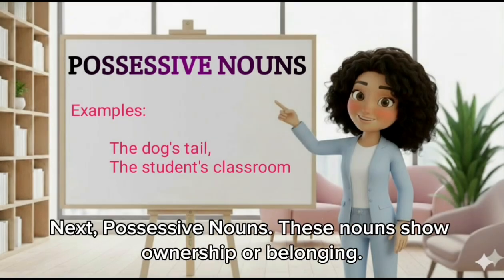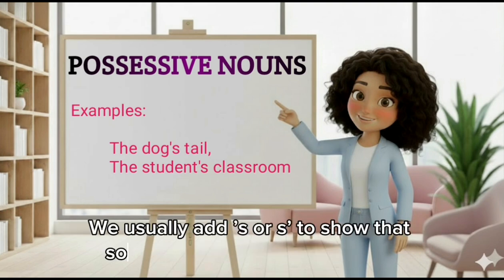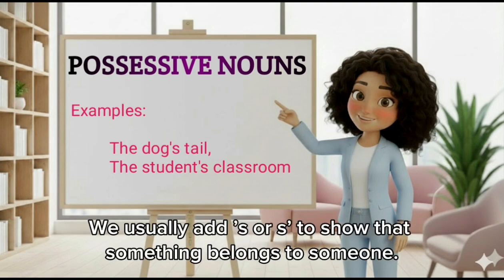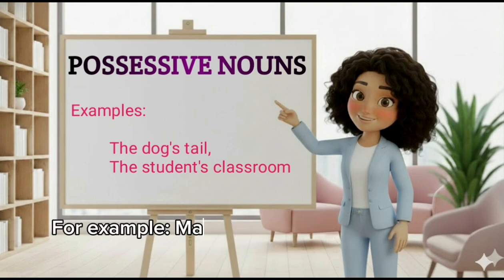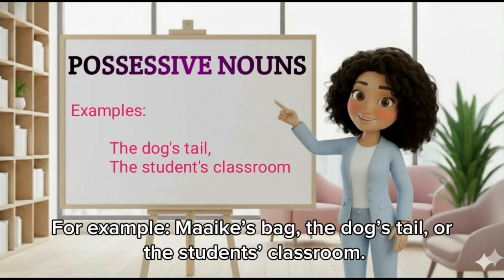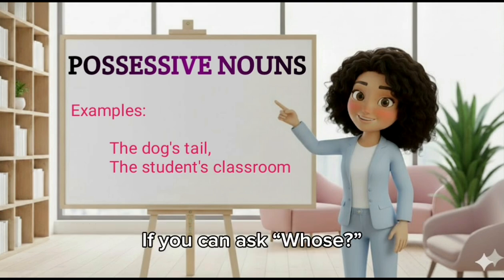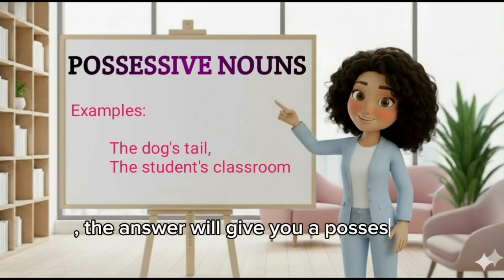Next, possessive nouns. These nouns show ownership or belonging. We usually add apostrophe s or s apostrophe to show that something belongs to someone. For example, Mike's bag, the dog's tail, or the students' classroom. If you can ask whose, the answer will give you a possessive noun.